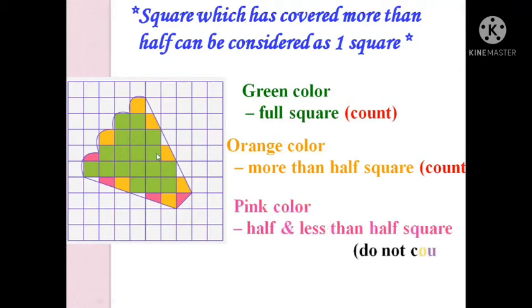Then pink color, half and less than half squares. See here, which are all there, pink color. They should not be taken for count. We have to neglect them. If it is half or less than half, we can neglect it. So this is the way to count area for an irregular shape.